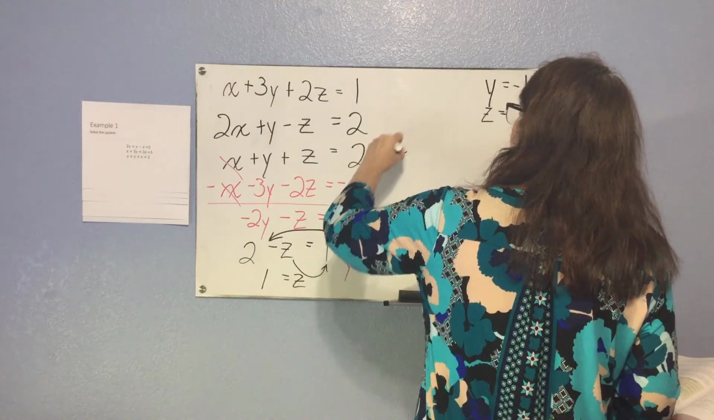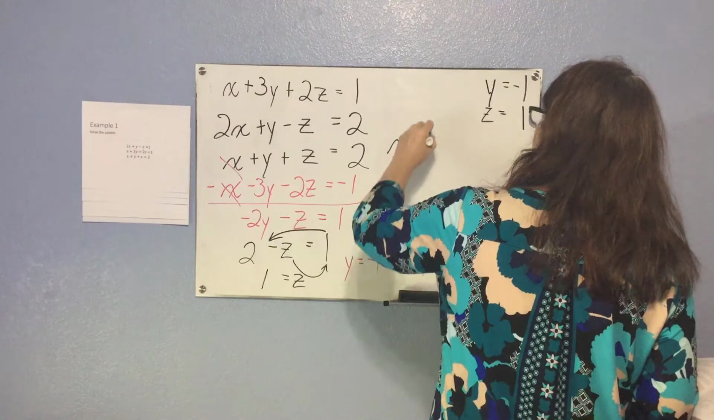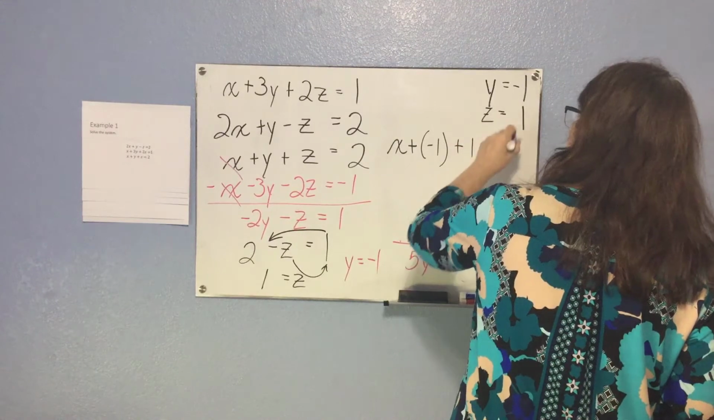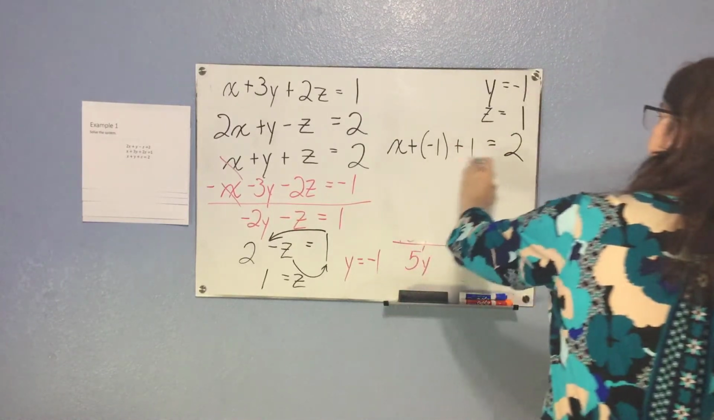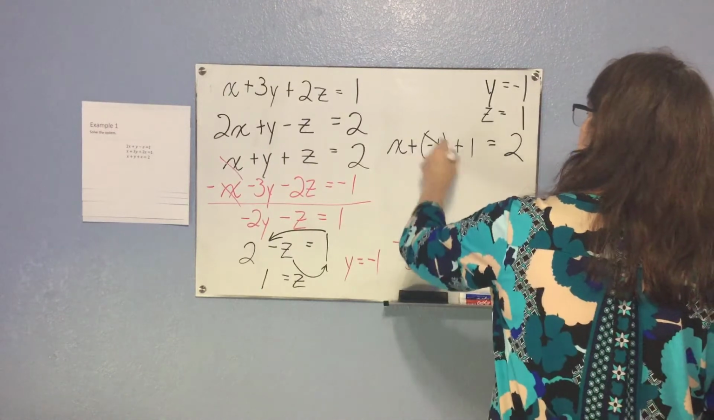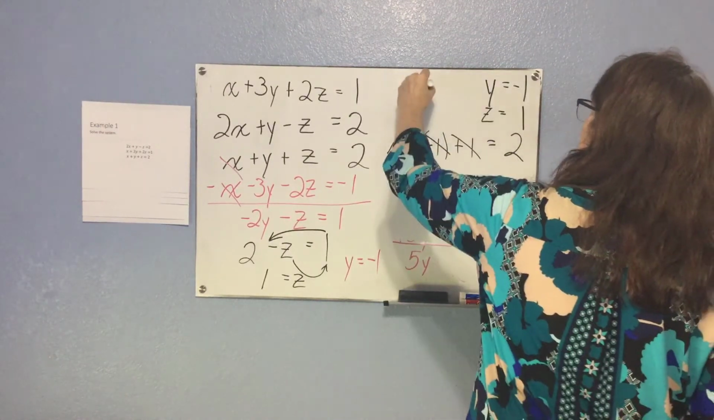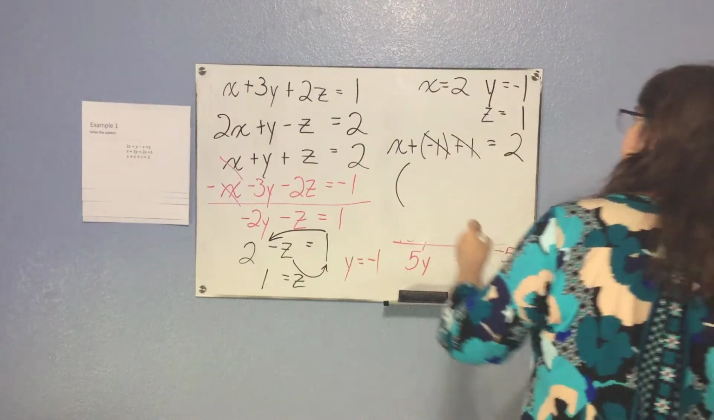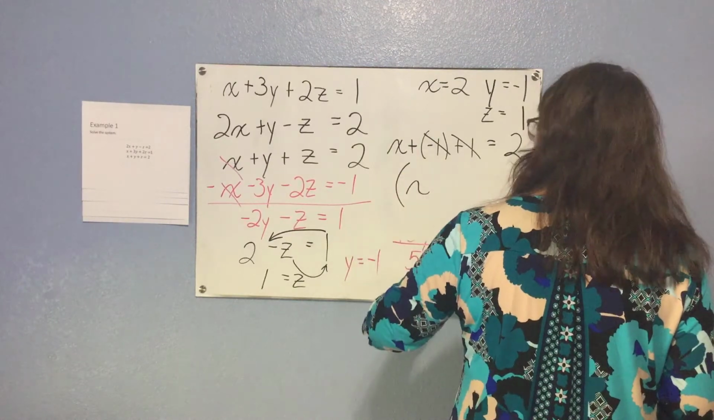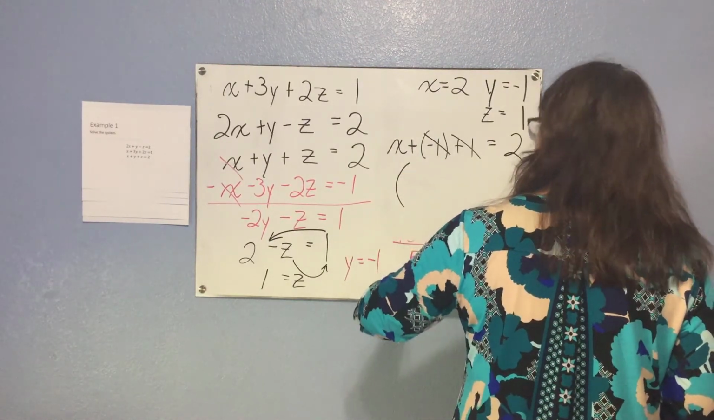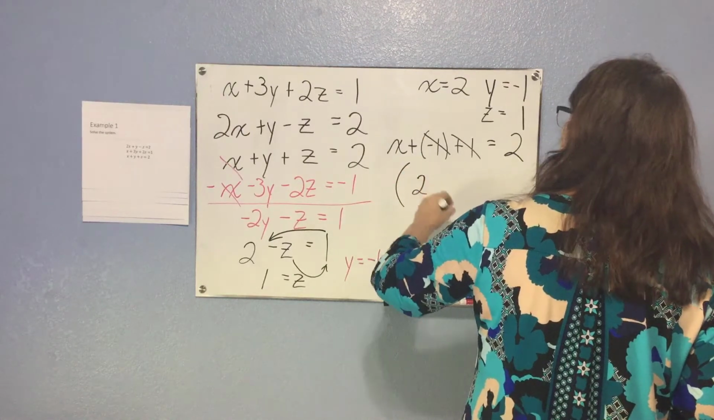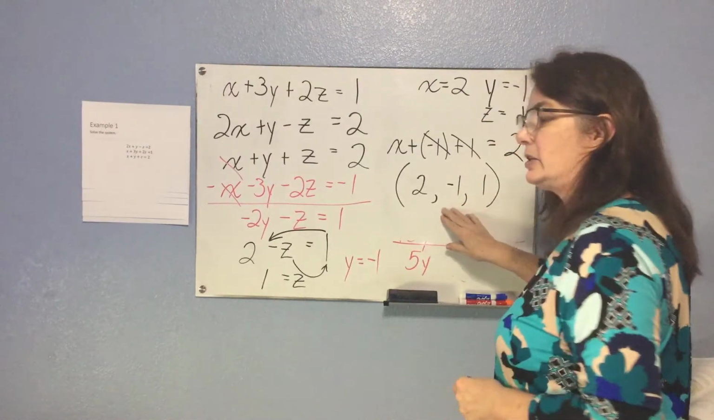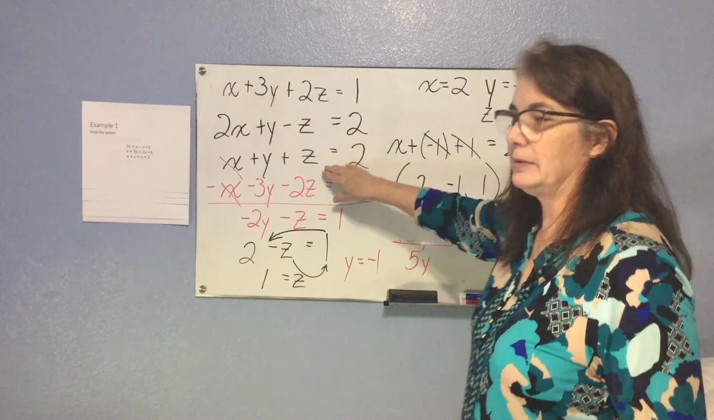Now I'm going back to this equation, x plus y plus z equals 2. And I'm going to rewrite that: x plus y is negative 1 and z is positive 1 equals 2. Well, negative 1, positive 1 are going to cancel each other out, and I'm left with x equals 2. So now my ordered triple for this set is 2, negative 1, and 1.